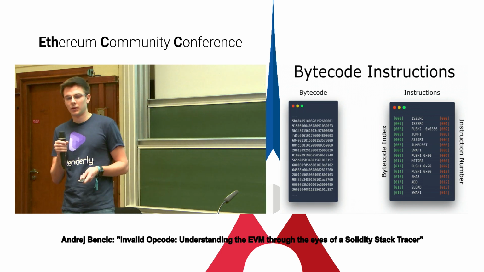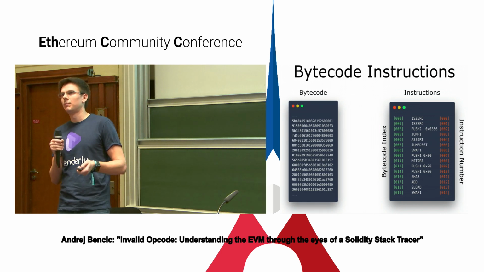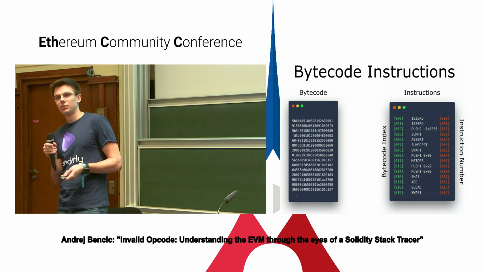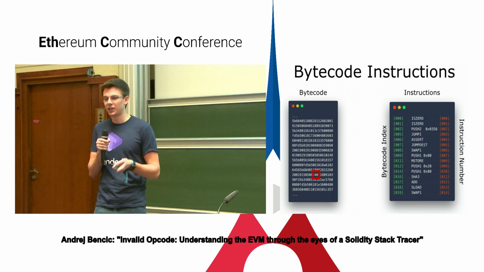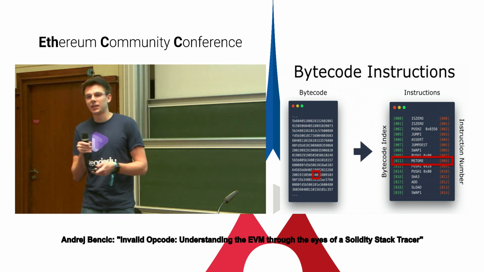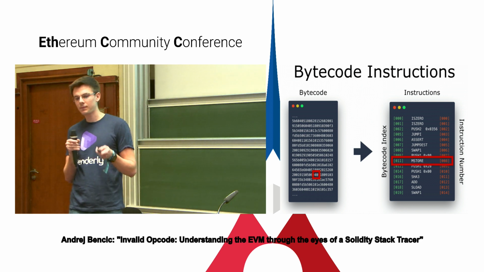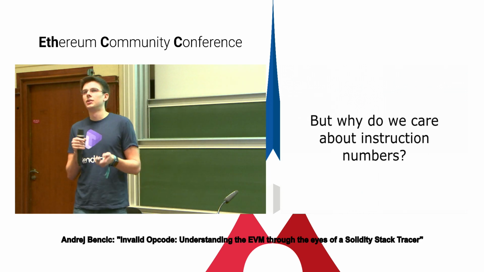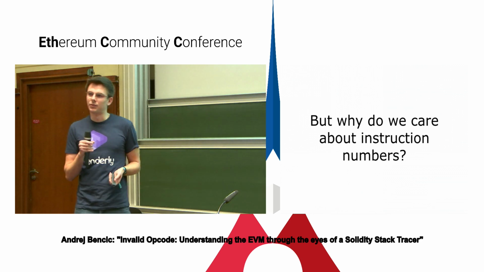As an example of what we can do with this information, if we have the bytecode and the transaction failed, we get the location where the transaction failed, and we get the exact instruction which caused the failure. But we still have that index on the right. Why do we need that index in the first place?